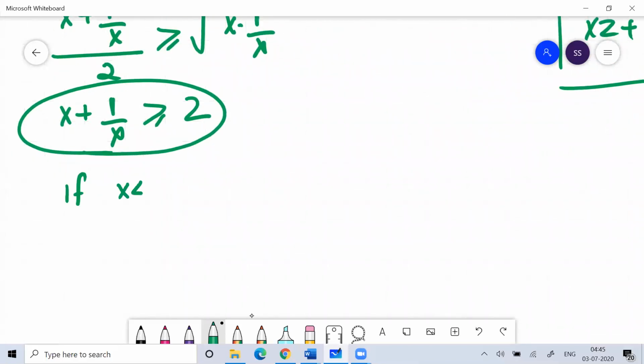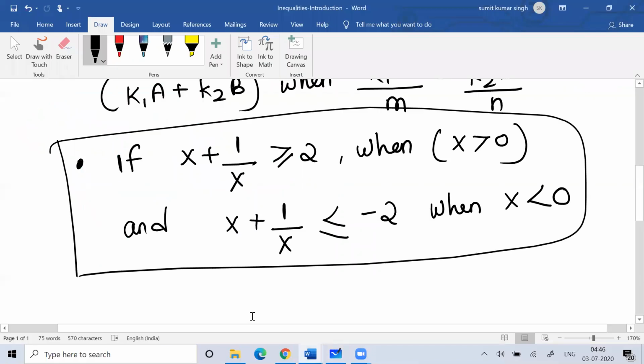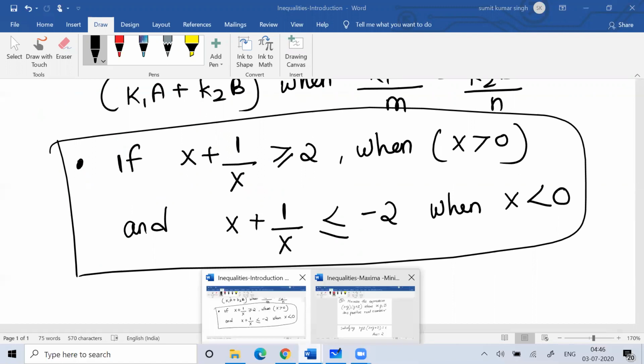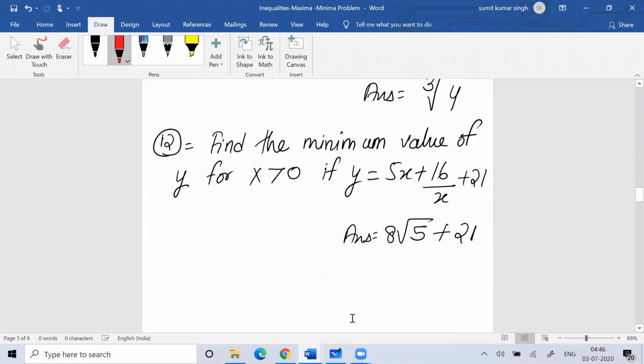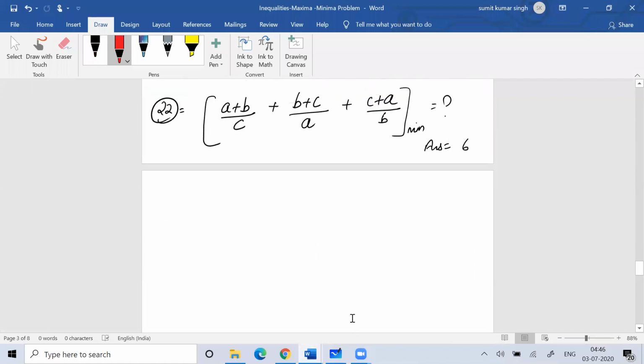Similarly, if x is less than 0, then x plus 1 by x would be less than or equal to minus 2. Then their greatest value would be minus 2. So the value is either minus 2, or always less than minus 2. This is a very important concept. Based on this concept, you can solve a lot of questions like this.